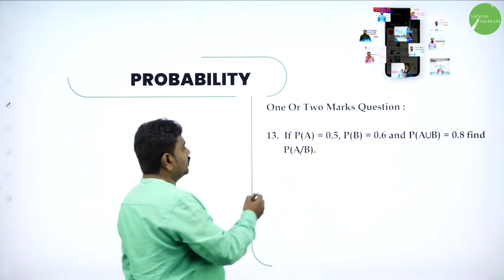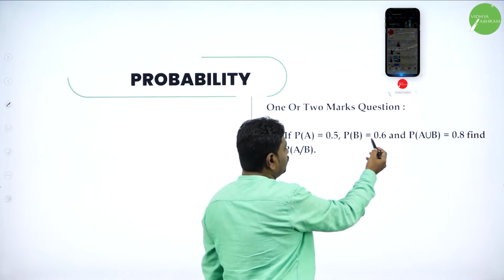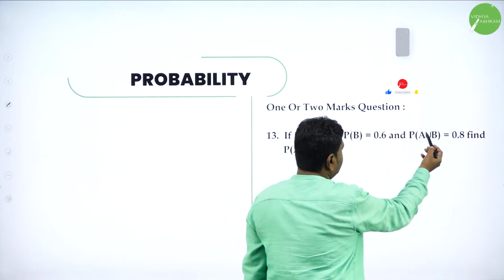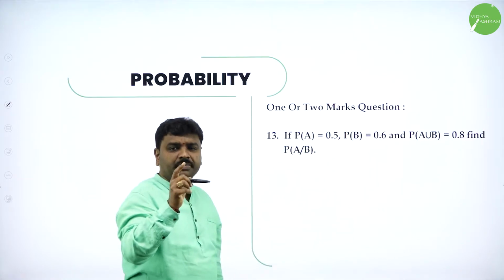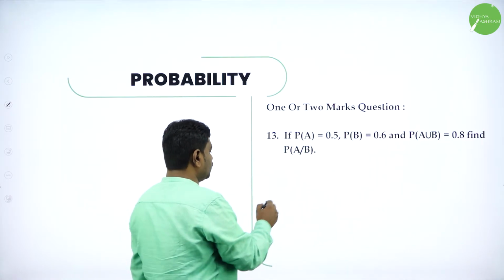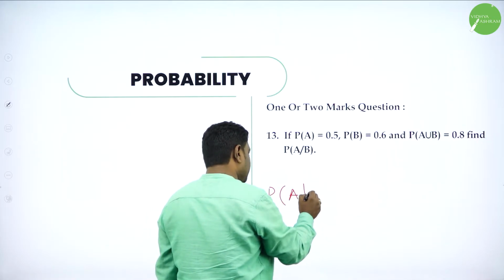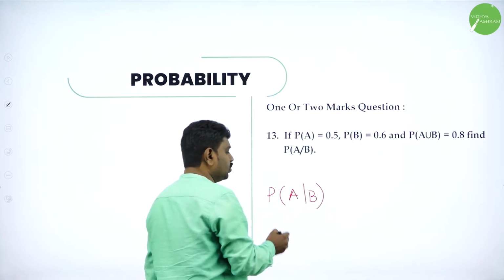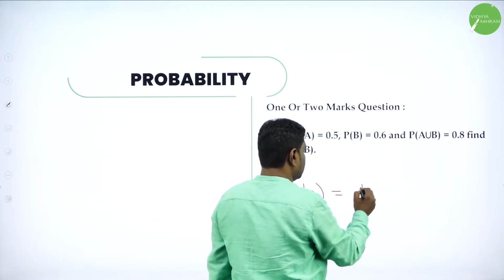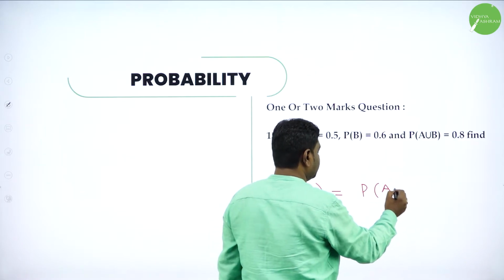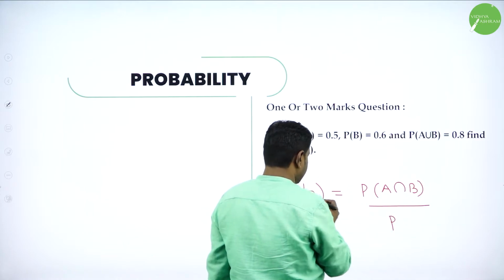So now, if P of A is equal to 0.5, P of B is equal to 0.6 and P of A union B is 0.8, find P of A by B. They want you to find P of A by B. First, you should know the formula for P of A by B. Conditional probability: probability of A given that B occurred. How to read this? Probability of A given that B occurred is P of A intersection B divided by P of the denominator, that is B.